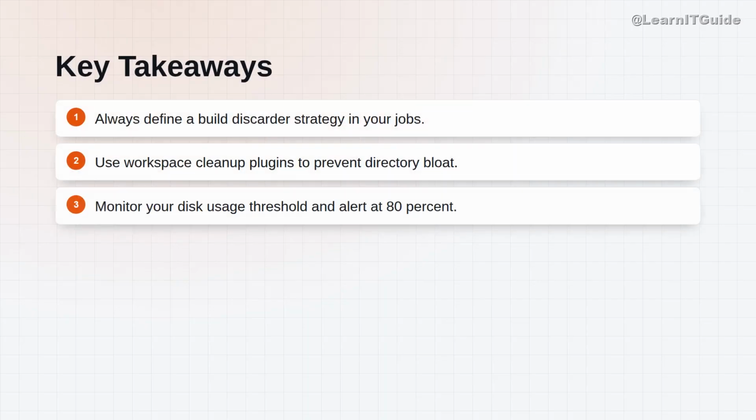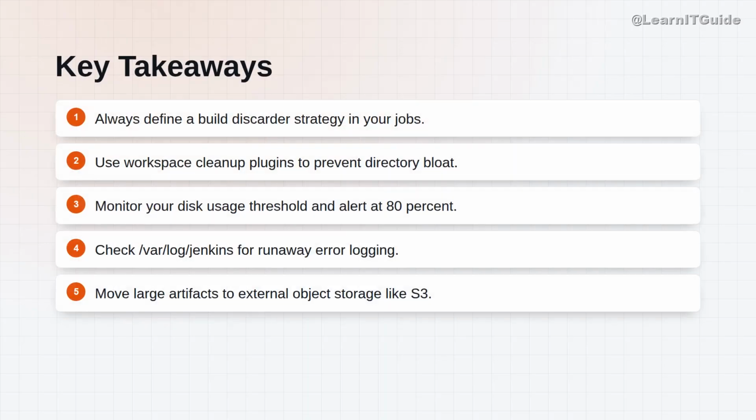To wrap up, remember these 5 points. First, always define a build discard strategy in your jobs to prune old records. Second, use workspace cleanup plugins to prevent your workspace directory from becoming a graveyard of old files. Third, monitor your disk usage threshold and set alerts for when you hit 80% capacity. Fourth, check your system log directory for runaway error logging that might be filling your disk. And finally, move large build artifacts to external object storage like S3 rather than keeping them on your local Jenkins disk. If you follow these steps, you will keep your Jenkins instance healthy and stable.